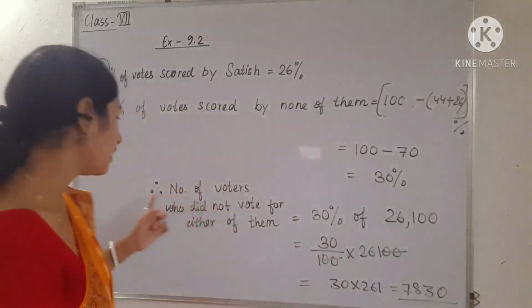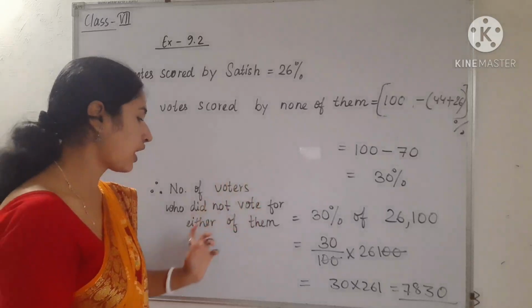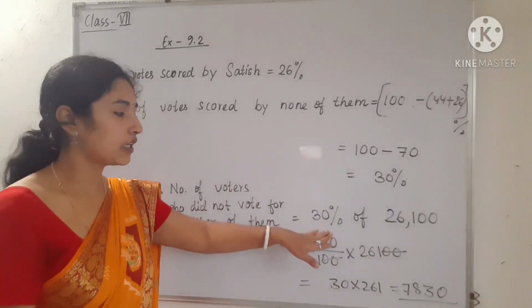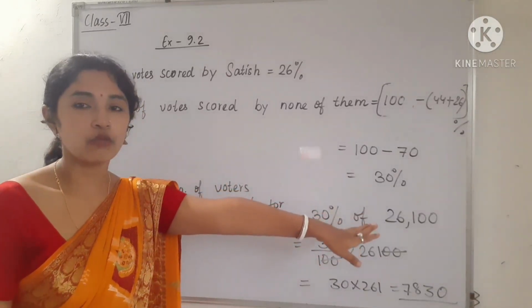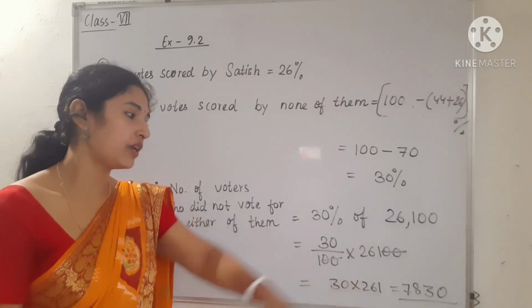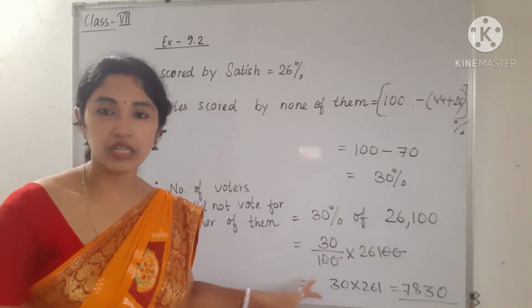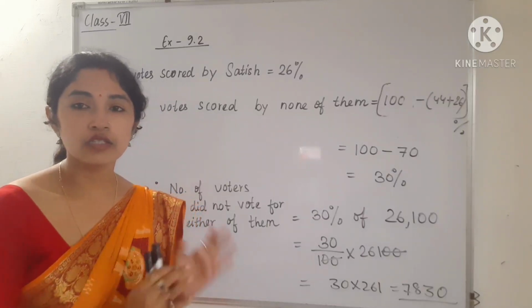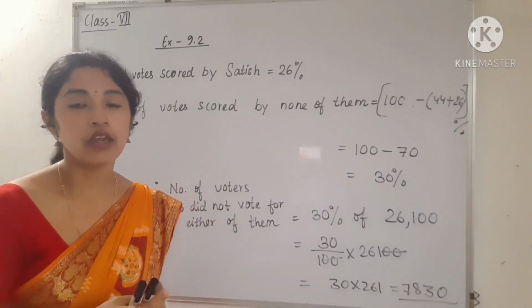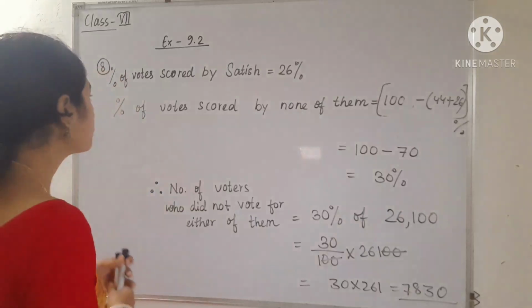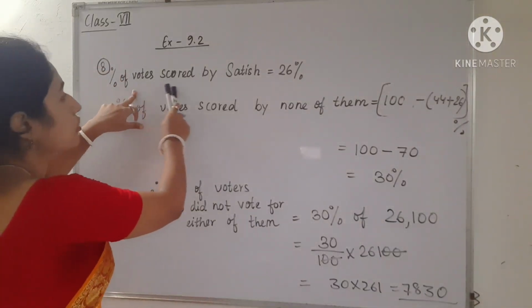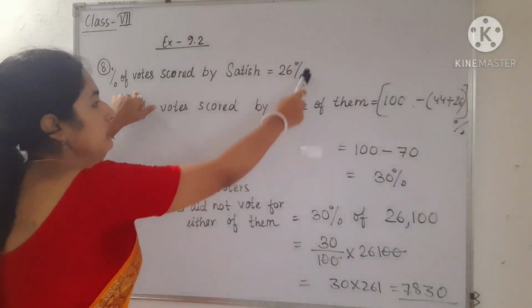Okay. So what will be the number of votes who did not vote for either of them? That will be 30% of the total votes. So 30% of the total votes will be 7830. So this is the answer of part B. Okay, and this solution we can do in another way, and the other way is you can find the number of votes scored by Satish using this percentage.